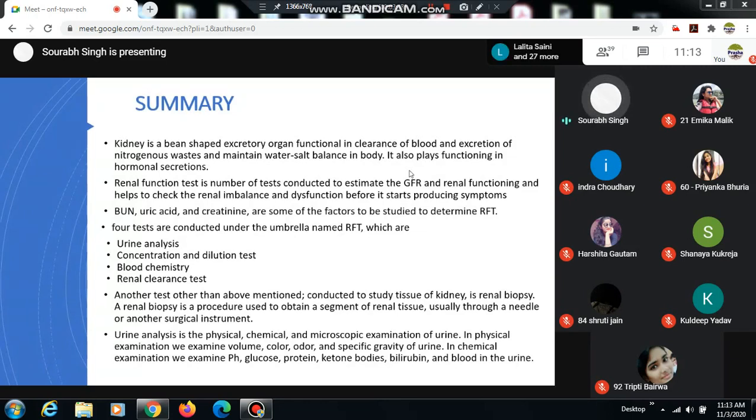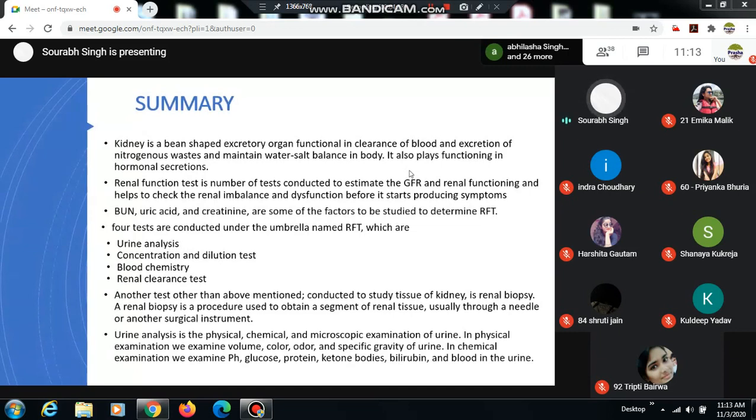BUN, uric acid, and creatinine are some of the factors to be studied to determine RFT. There are 4 tests conducted under the umbrella named RFT, which are urinalysis, concentration and dilution test, blood clearance test, as my partners described earlier. Another test other than the above mentioned, conducted to study tissue of the kidney, is the renal biopsy.